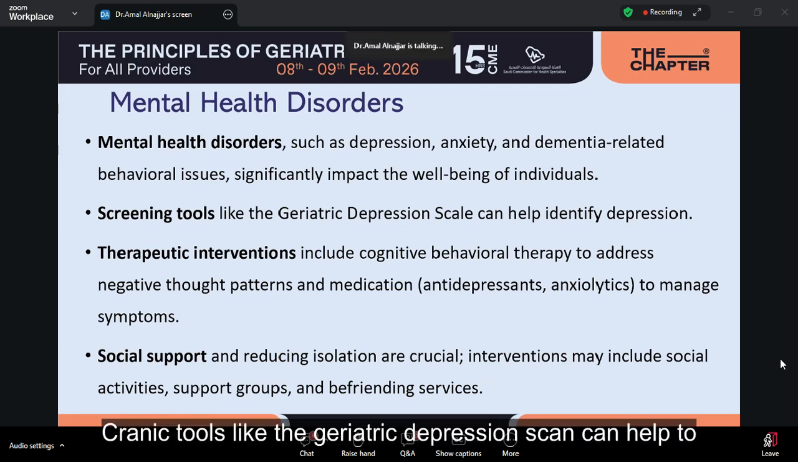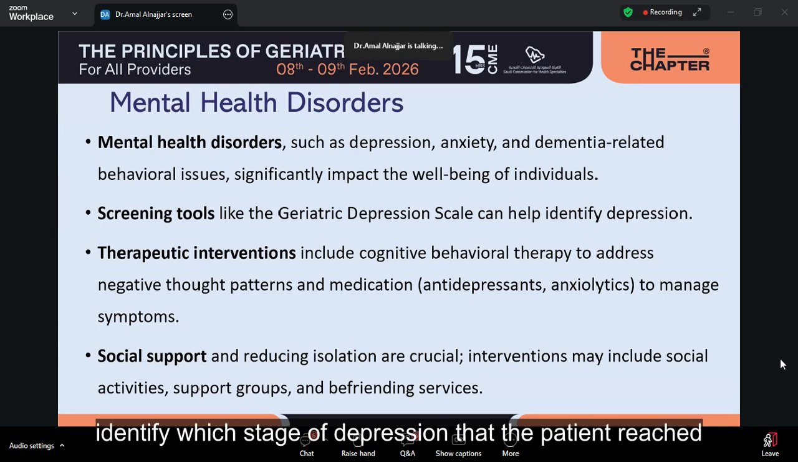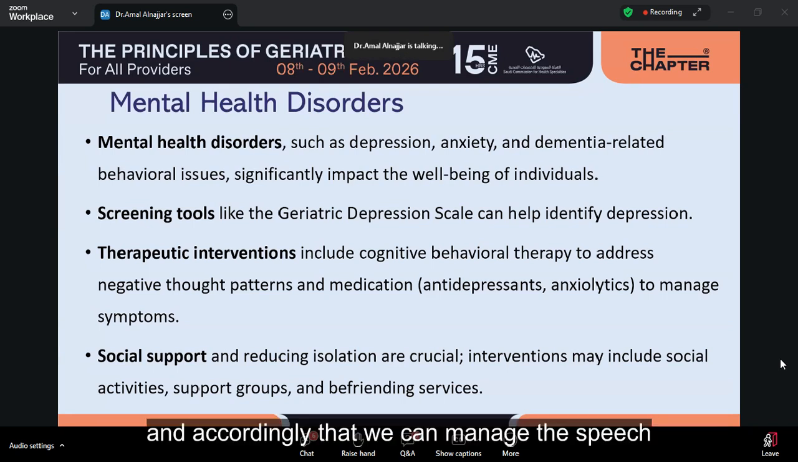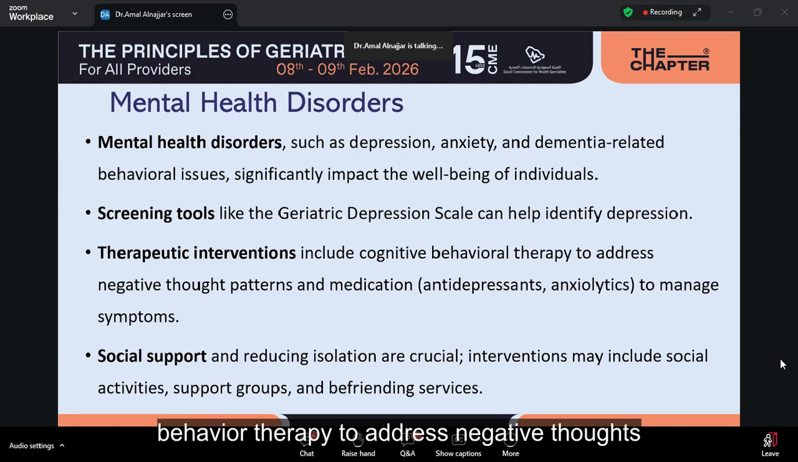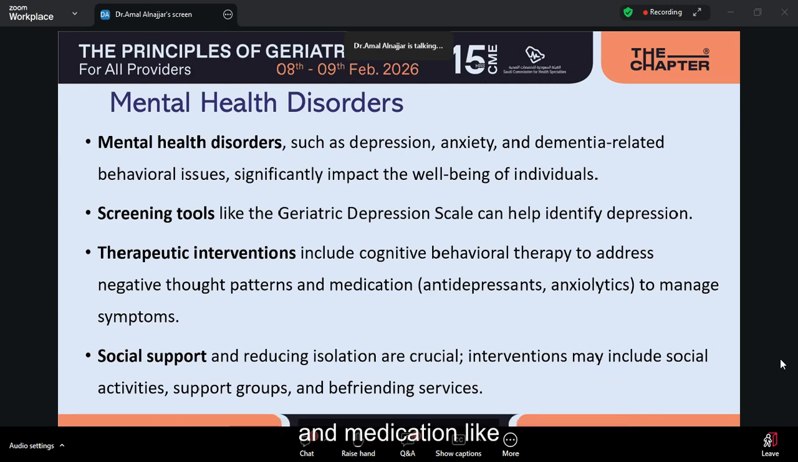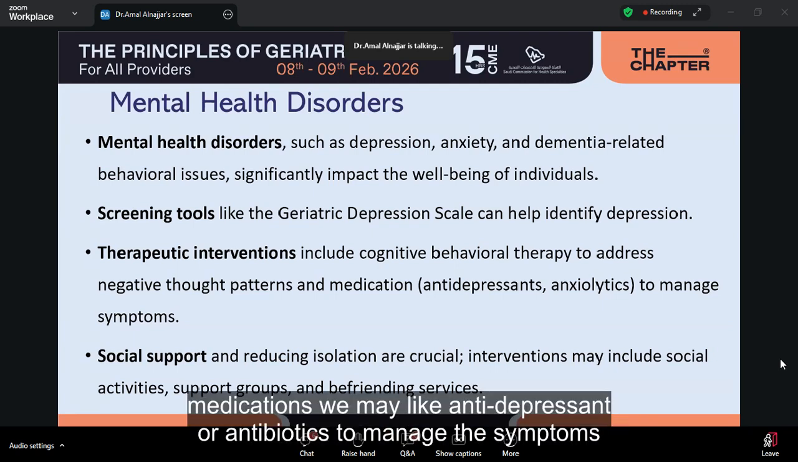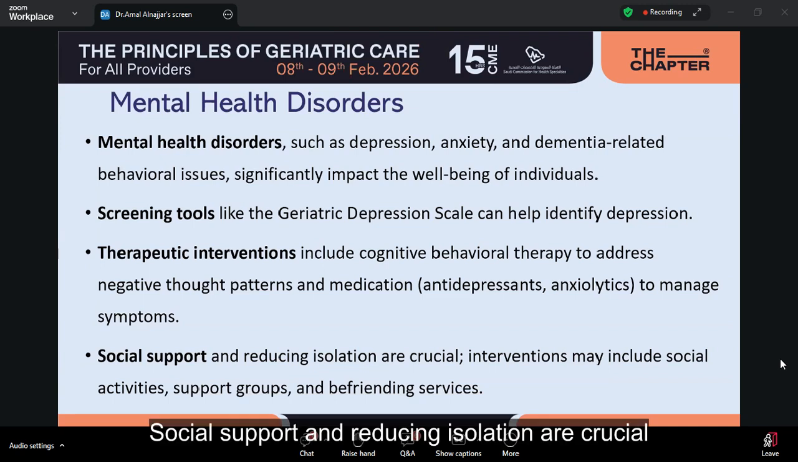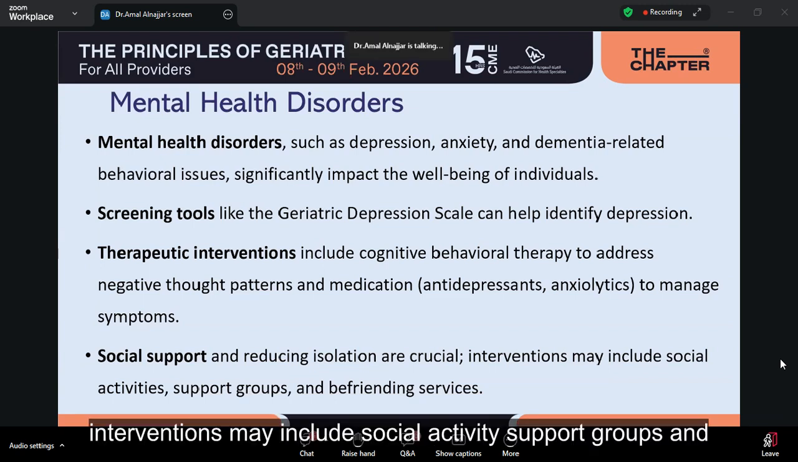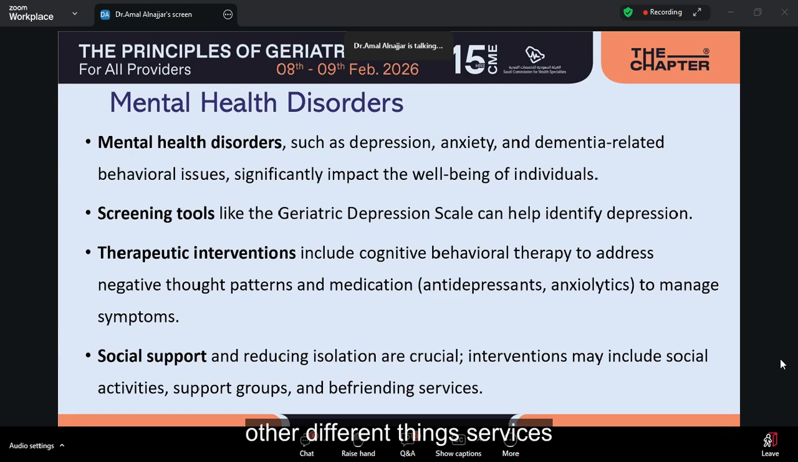Screening tools like the geriatric depression scale can help to identify which stage of depression the patient has reached, and accordingly we can manage this patient. Therapeutic interventions include cognitive behavior therapy to address negative thought patterns, and medications, by which we mean antidepressants or anxiolytics, to manage the symptoms. Social support and reducing isolation are crucial. Interventions may include social activities, support groups, and other befriending services.